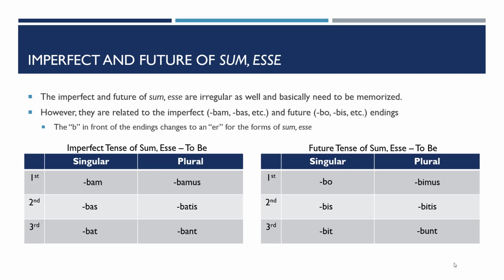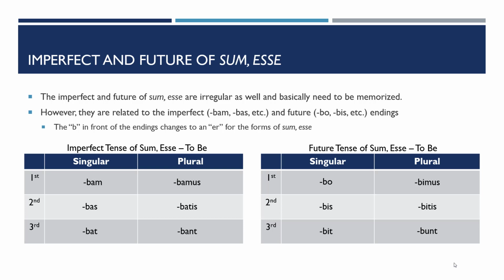So the imperfect and future of sum, esse are irregular. They don't follow having a reliable stem or being based on esse. In some way, they kind of are, but realistically, you just have to memorize them. I hate having to say that. I can show you this pattern, but it's either memorize the pattern, which is really just memorizing the forms. The nice thing is that they're related to the imperfect and future endings from Chapter 5: bam, bas, bat, bamus, batis, bant, and bo, bis, bit, bimus, bitis, bunt. That's why I have them in this chart.